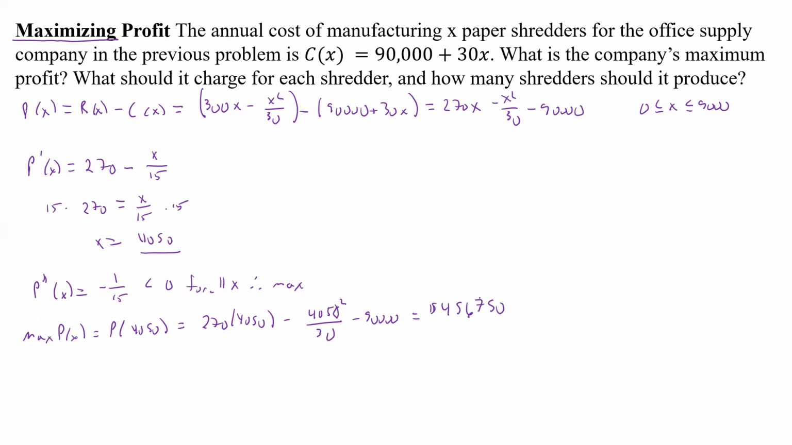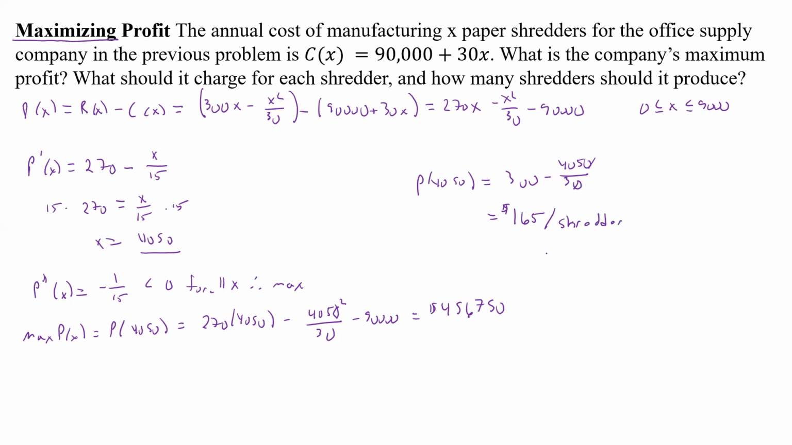And so the only other thing we have to figure out is the price. And so this time the price, our P of 4050, is going to be what? Well, that was 300 minus 4050 over 30. And so that's going to be 3 cancels that. And so then we subtract that, that's going to be 5. Subtract that, 6. Subtract that. So that looks like 165. So price is going to be 165 per shredder.